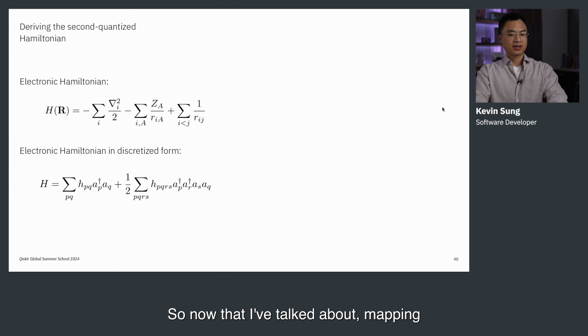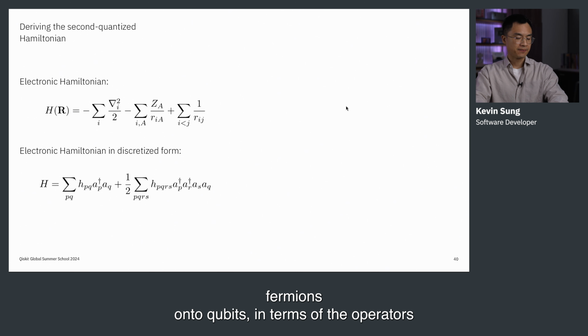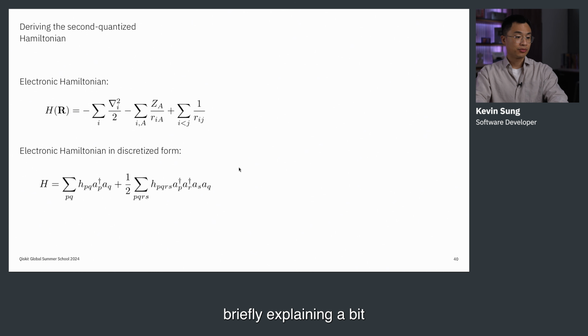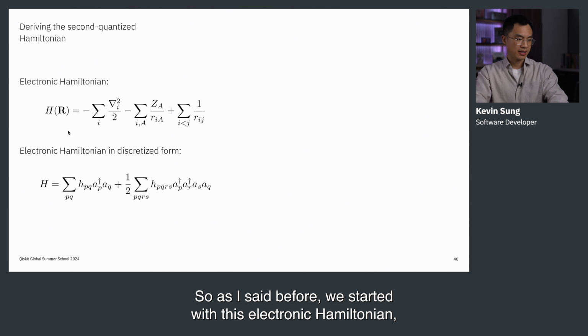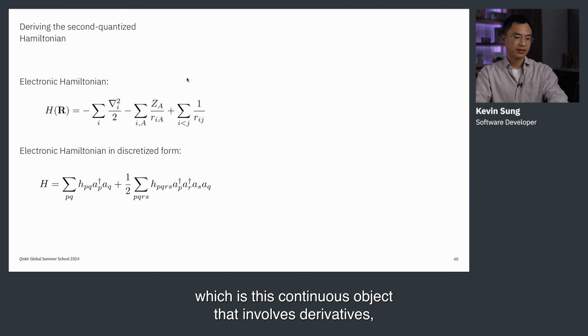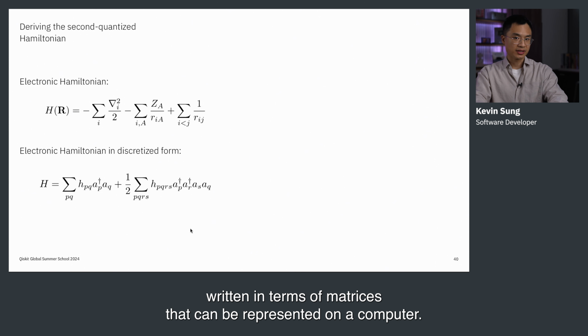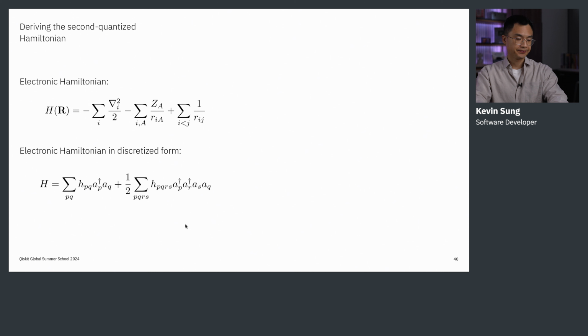Okay, so now that I've talked about mapping fermions onto qubits, in terms of the operators, and given an example of the circuit, I'm going to conclude by briefly explaining how the discretization works. As I said before, we started with this electronic Hamiltonian, which is this continuous object that involves derivatives, and we obtained the second quantized Hamiltonian, which is just written in terms of matrices that can be represented on a computer.